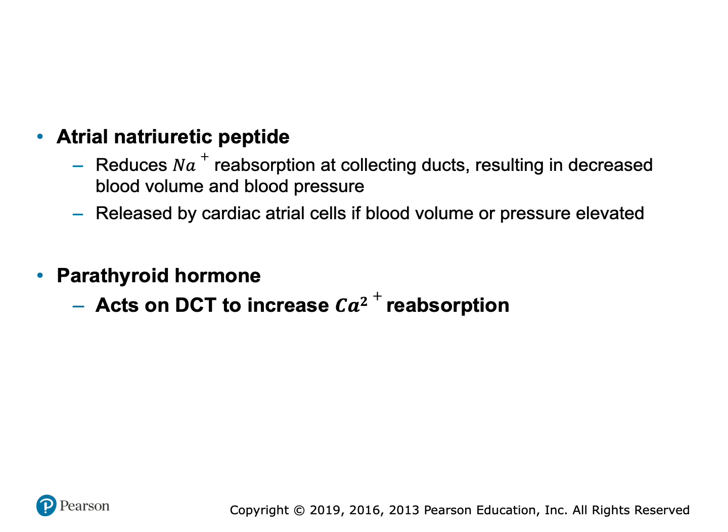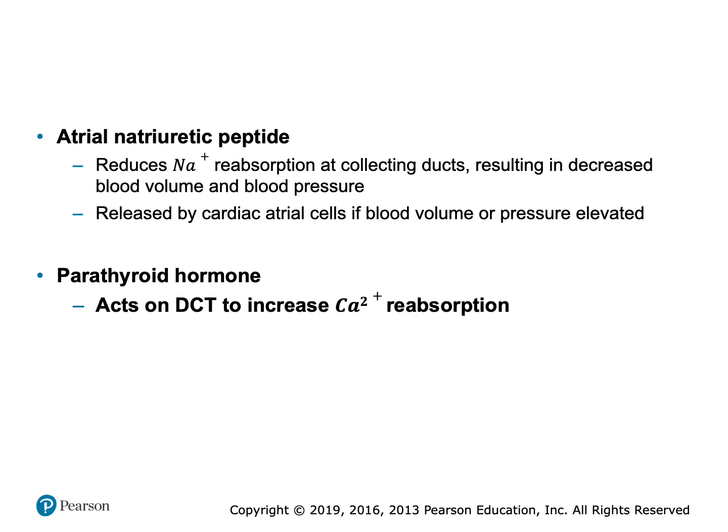Atrial natriuretic peptide. This guy is in your atrium. He's the guy that's recognizing your blood pressure is too high. The atrium is getting pounded. So ANP is trying to decrease the amount of sodium that gets reabsorbed so you can urinate some of that sodium out. Water's going to follow sodium, so you're decreasing the volume of blood in the vessels because you're getting rid of water. Water's in the blood, so by getting rid of it you're decreasing your blood pressure.